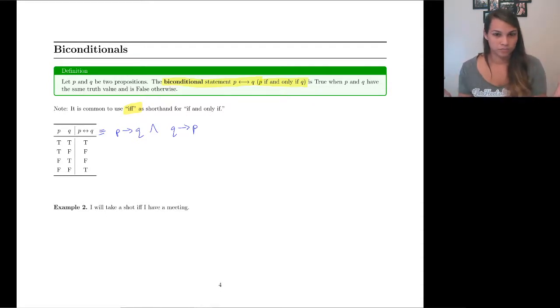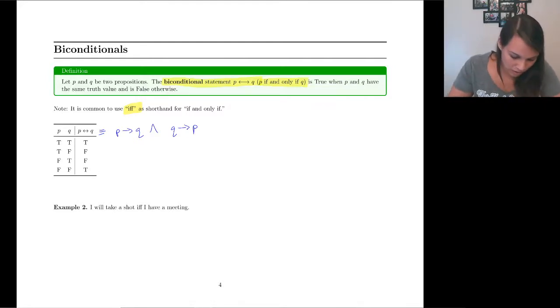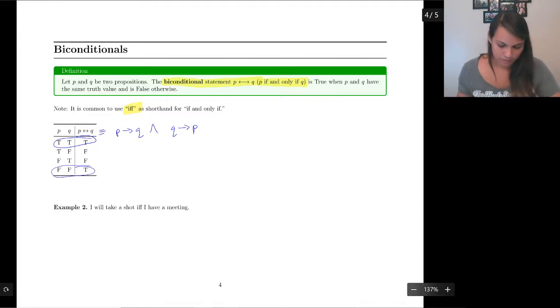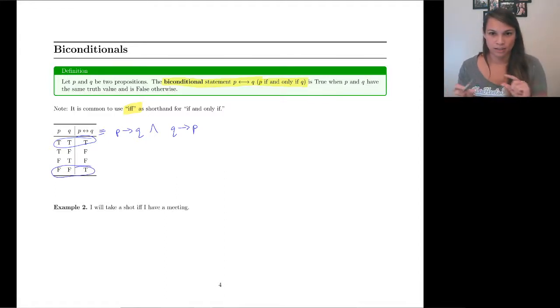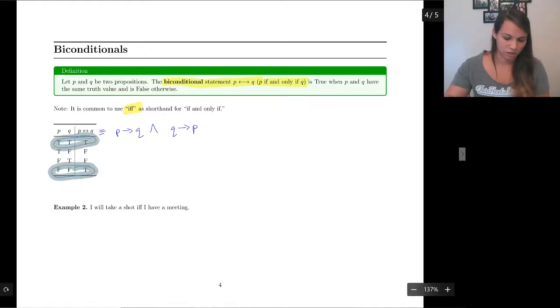Just another aside on biconditionals: note that it's only true when P and Q have the same truth value. So basically it just imposes logical sameness on P and Q. It's kind of like a logical equal sign.